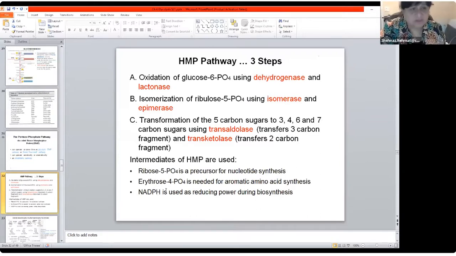So this is only generated of all the pathways that we have. This is the one of the glycolytic pathways, is what I'm saying. This is the only one that generates NADPH, and this will be used for biosynthetic activity. So, 3 important intermediates from the HMP, which are important in the general cell regulation.